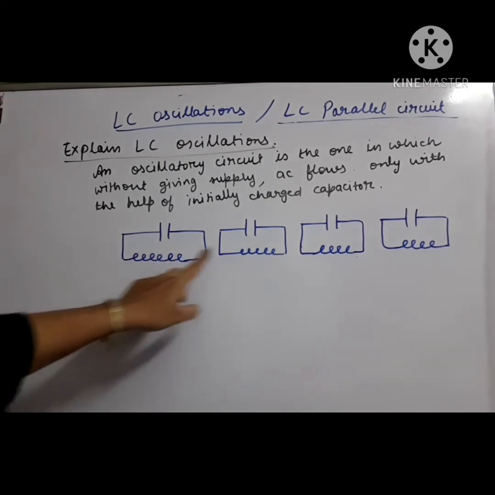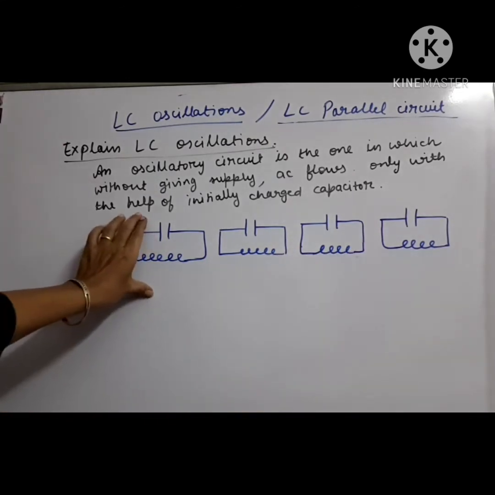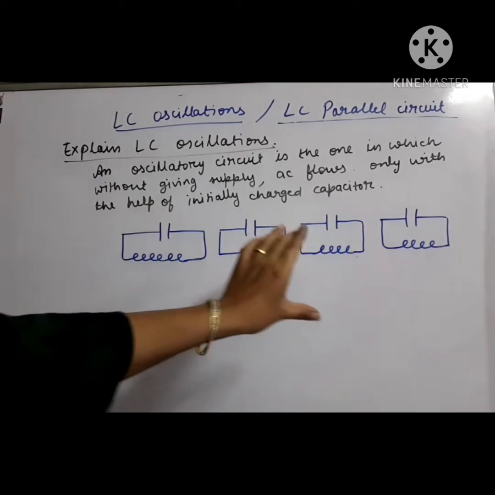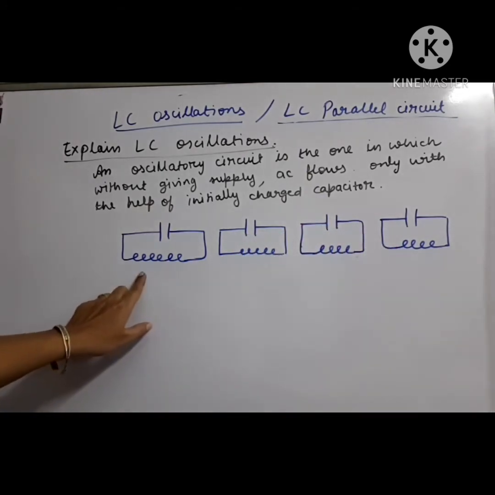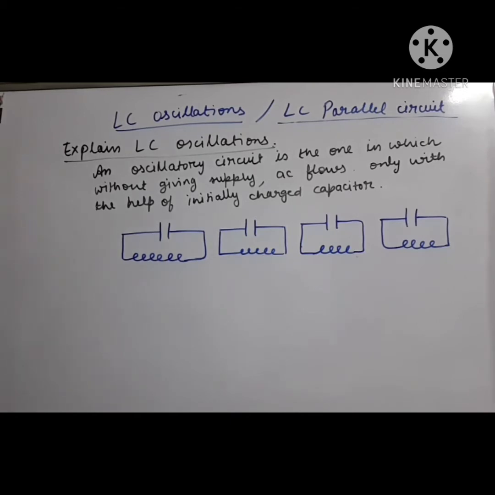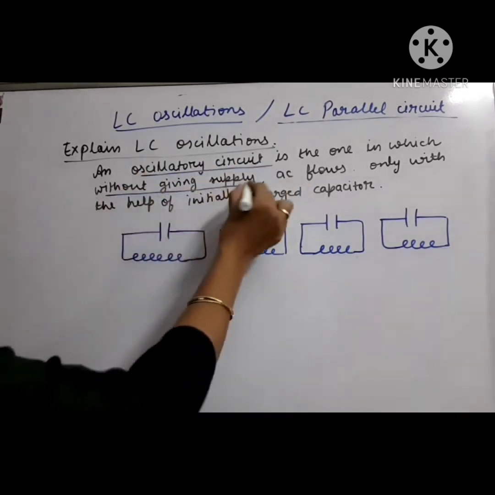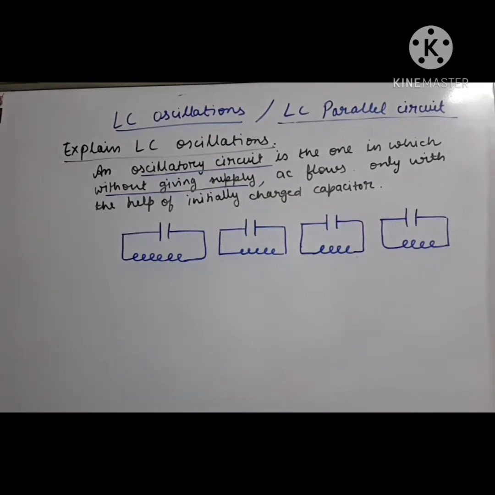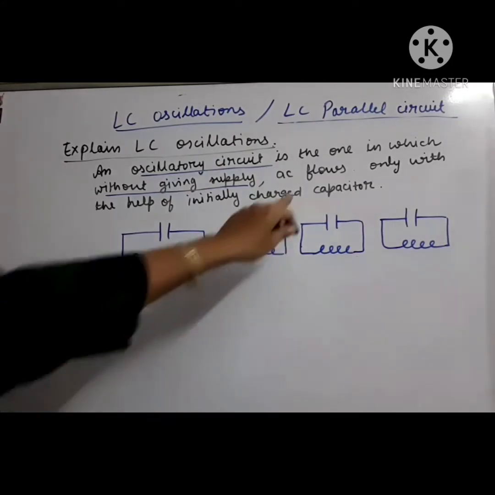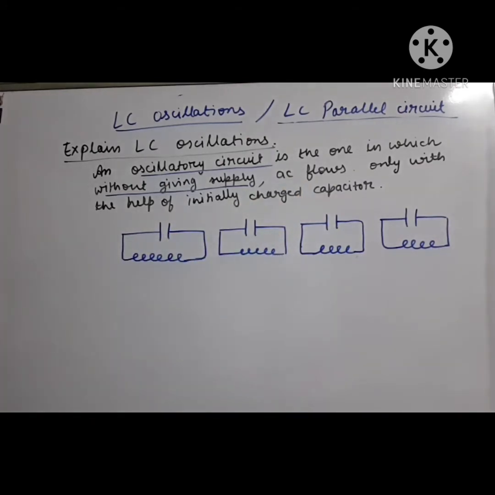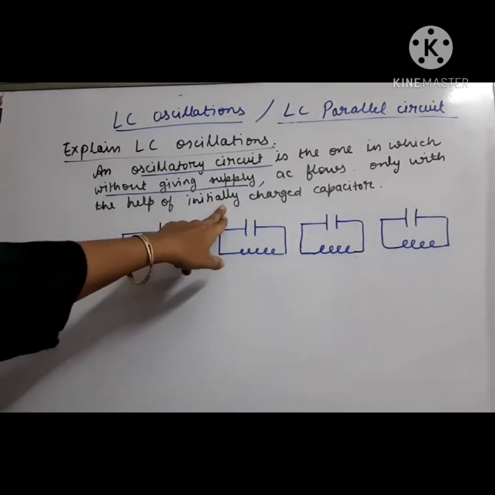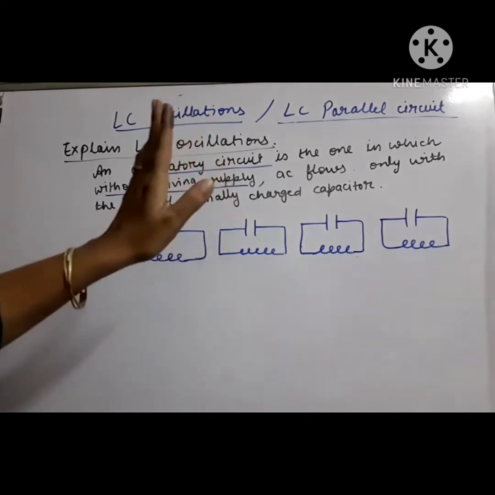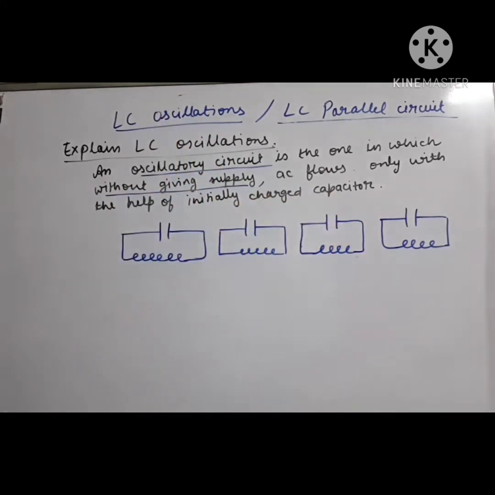First of all, we will understand with the help of these circuits. This is a single circuit only, but in the same circuit we are going to understand what cases will take place one by one. So the meaning of oscillatory circuit: an oscillatory circuit is that circuit in which, without giving any supply, that means we have not connected voltage supply, but then also the current flows, AC flows through the circuit. And what is needed actually is some initial kick or initial condition. So the condition is that we will take the capacitor charged.